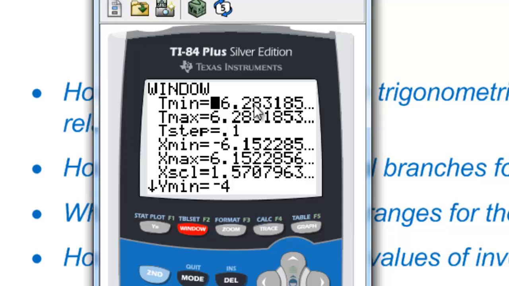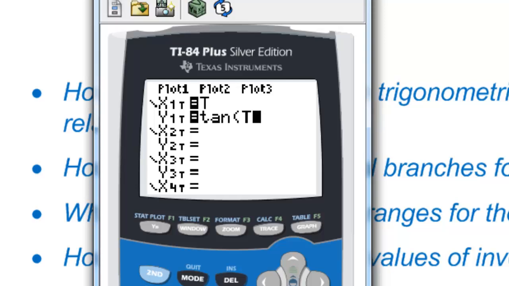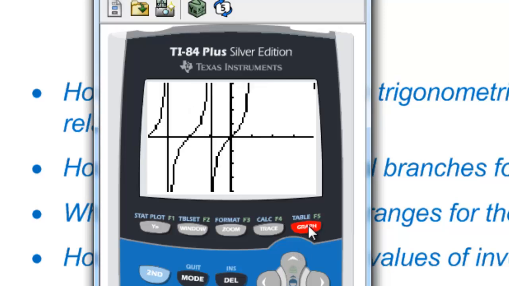Here, we're going from negative 2 pi to 2 pi for both t values and x values, so we should be fine. Now, in my y equals screen, if I wanted to plot the tangent function, I would use t for x and tangent t for y. And if we graph that, we see basically the same image with these asymptotes drawn in that we saw in function mode, a repeating pattern every pi radians.